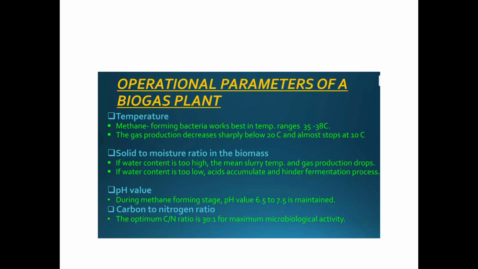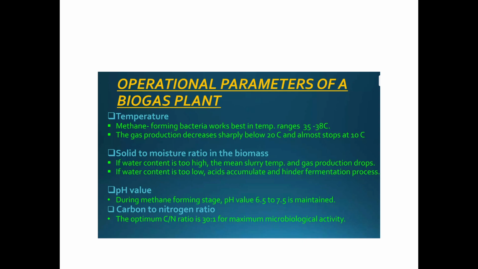What are the main parameters that have to be considered? Number one is temperature, which has to be maintained so that the bacteria can be cultivated. Gas production decreases sharply below 20 degrees, and at 10 degrees centigrade you cannot generate any methane. Then the solid to moisture ratio: if the water content is very high, gas production will stop, because the temperature becomes low.